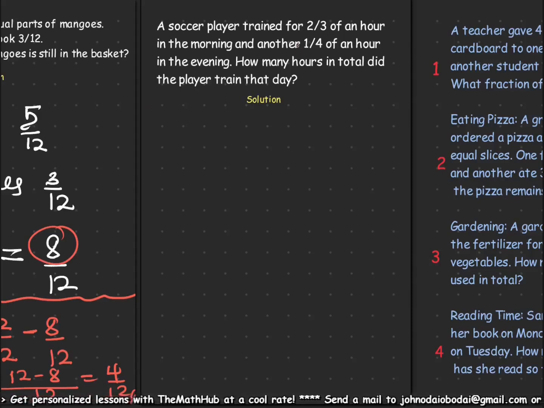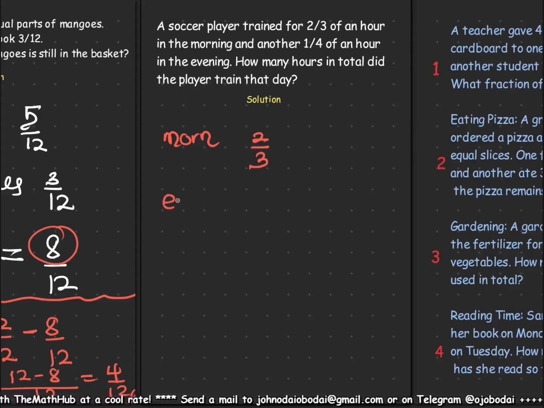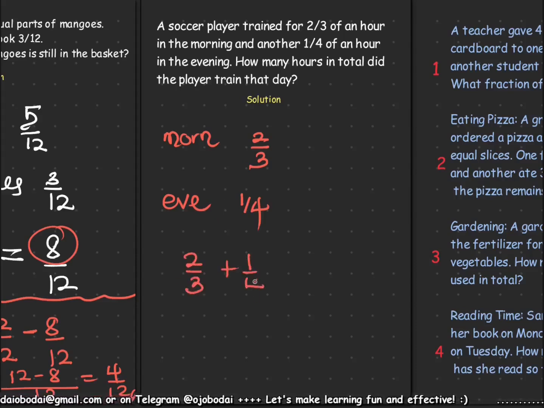So we were told that he trained 2/3 of an hour in the morning. So for the morning, he trained for 2/3 of an hour. Then for the evening, he trained for 1/4 of an hour. So take note in fraction, because this question can also be converted to look for how many hours in actual time units. But we want the answer here in terms of fraction. So in terms of fraction, that is going to be 2/3 plus 1/4.